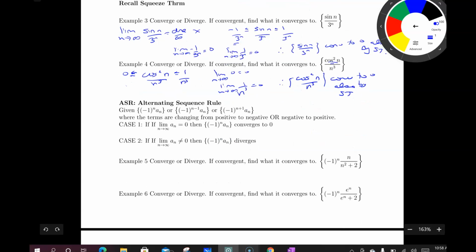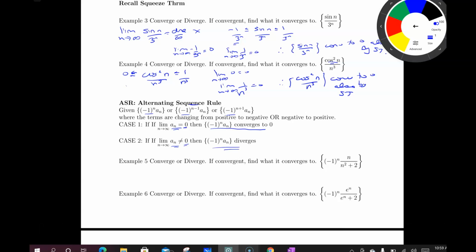Then I had this alternating sequence rule, right? When it was changing sign, it could be any one of those. It doesn't matter what the power of the -1 is. We took the limit of the positive part only. If it equaled 0, then the whole thing converged to 0. If it didn't equal 0, if it went to any other number, the whole thing diverged.